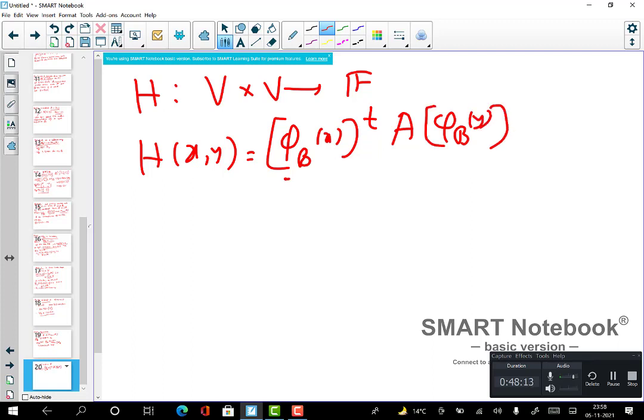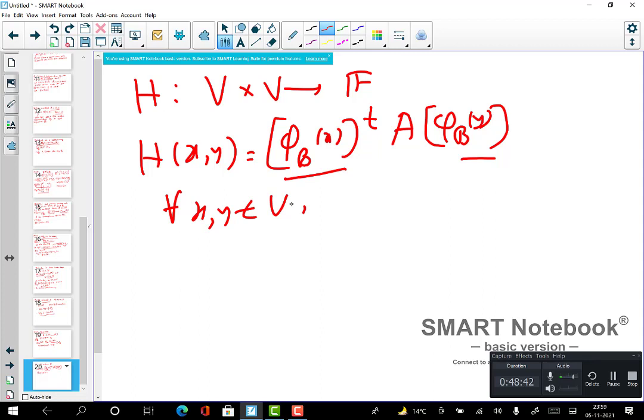So this is a matrix. This was an Fn, right? So its transpose will be kind of a row matrix, and this is a column matrix, and hence you can define this, right? So this will be of this form. Now, this is obviously true for all x, y belonging to V. Now the question is how to prove that.